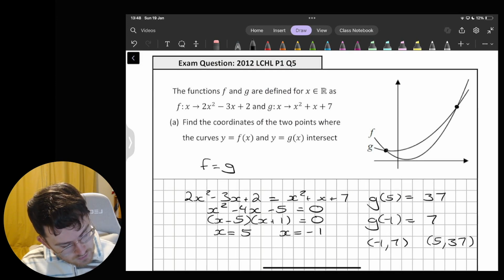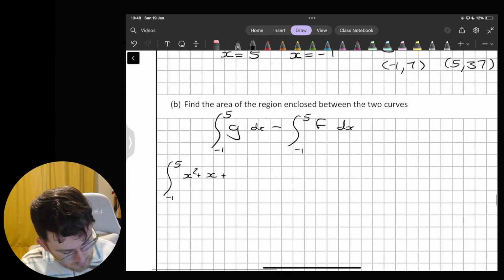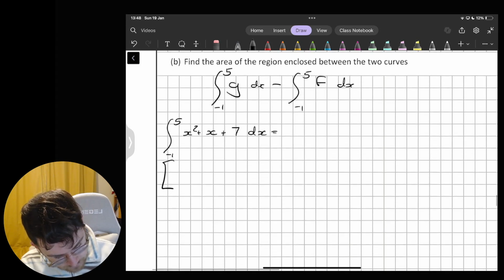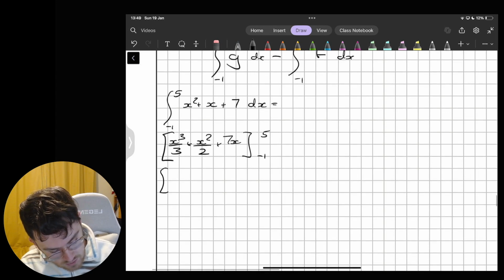So let's look at it. g is x squared plus x plus 7, dx. That's going to be x cubed over 3 plus x squared over 2 plus 7x, from minus 1 to 5. So let's evaluate that.